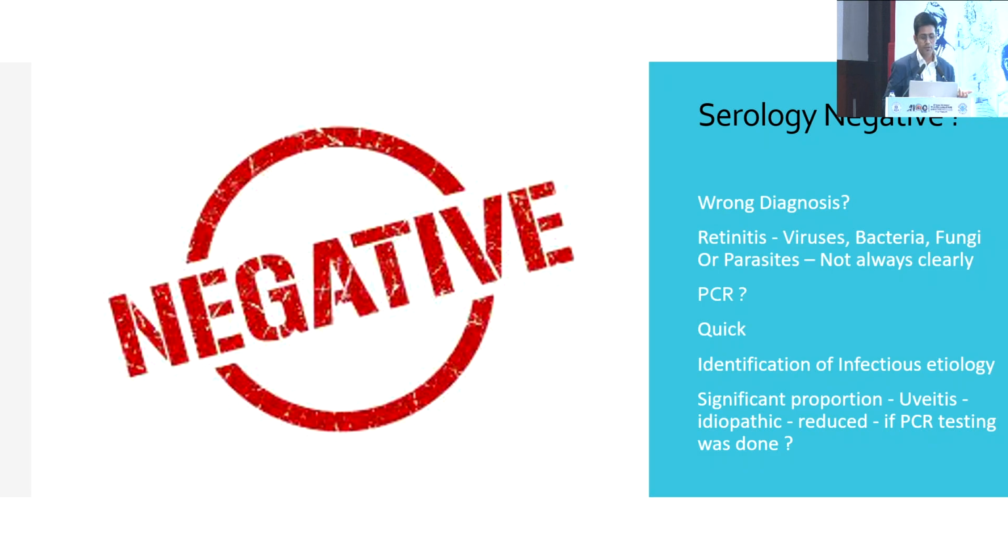So should we have done a PCR? We could have identified or ruled out a viral etiology. A lot of patients in whom we do not go ahead with tests and label as idiopathic may actually turn out to have some sort of etiology if we do the PCR.